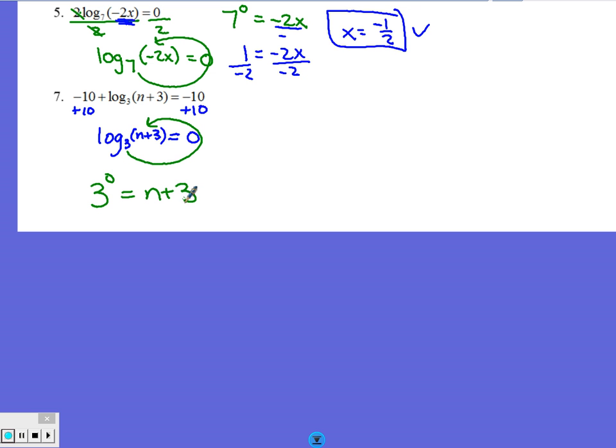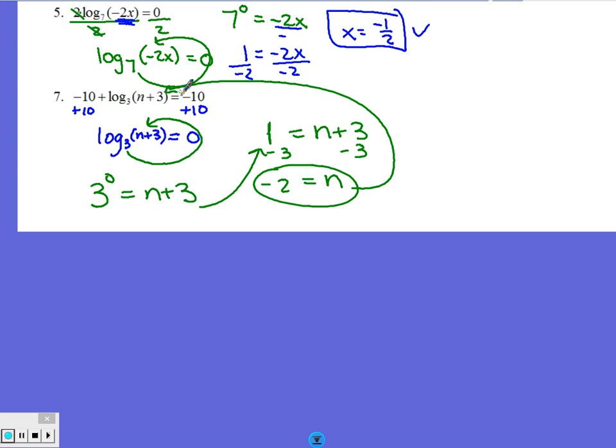I can simplify this. 3 to the 0 is 1, right? 3 to the 0 is 1 equals n plus 3. Oh, we're almost done. Minus 3, minus 3. Careful. It's easy, but you guys sometimes get confused. Positive 1, take 3 away, you have negative 2. So if I plug that back in, let's double check and make sure it's going to be a positive number. If I put a negative 2 plus 3, I get 1.